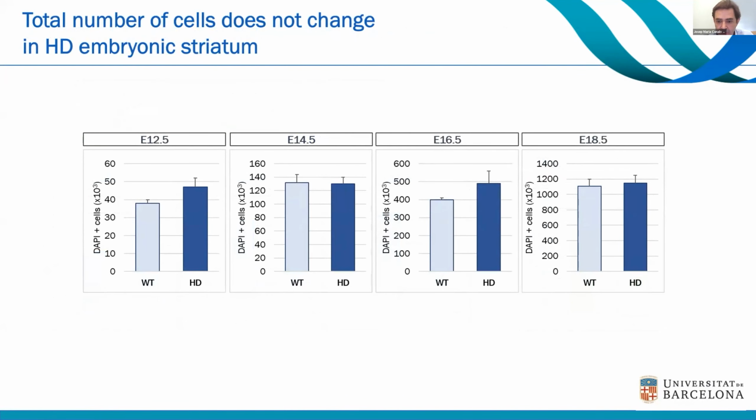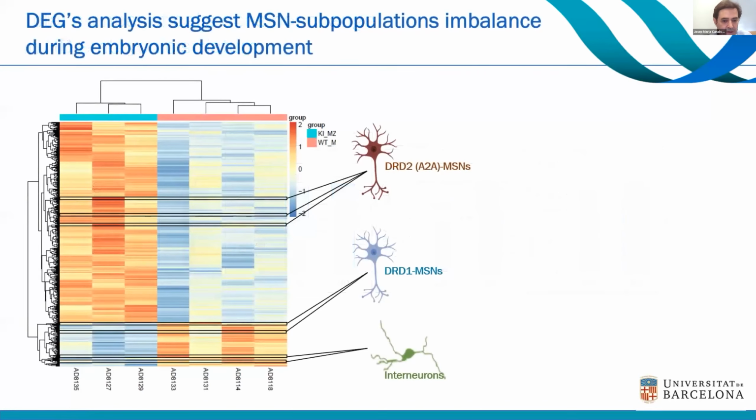However, when we count the total number of cells in the striatum, we did not observe any change at different embryonic stages. So this could indicate that perhaps specific subpopulations are affected in Huntington's disease. So we next started to explore the possibility that there is a differential regulation of the two pathways during embryogenesis. The analysis of the RNA-seq that we performed indicates that there is a different regulation of genes associated to DRD2 MSNs and DRD1 MSNs, as you can see, in opposite directions.